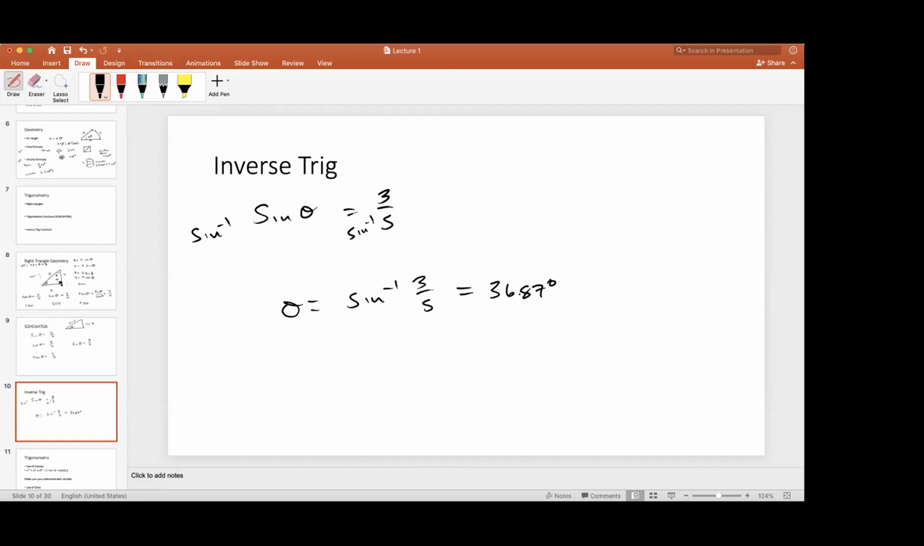okay? Or if you put it in radians, it would be 0.6435 rads, okay? So often we need to figure out what an angle is, knowing y and knowing the magnitude of the vector. We'll talk about that when we talk about vectors. But inverse trig cancels the trig function, but you do it to both sides. Whatever you do to the left, you do to the right. Okay? So we can get rid of the sine by taking the inverse sine of both sides.